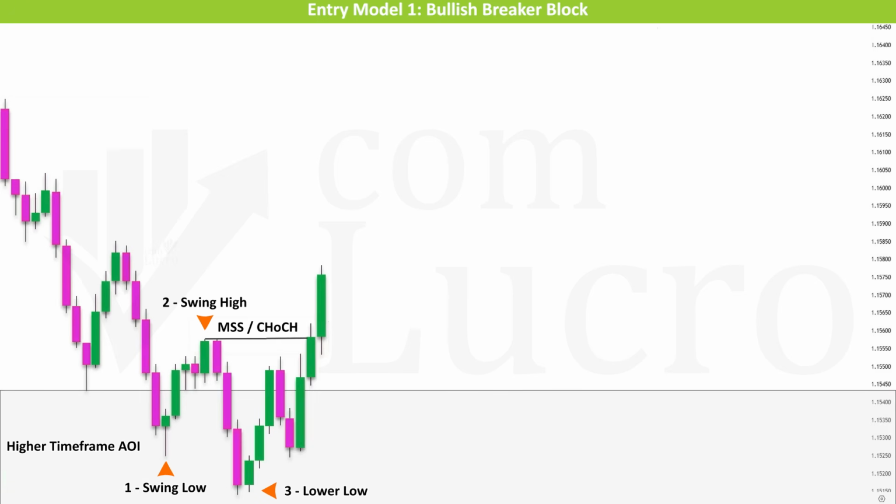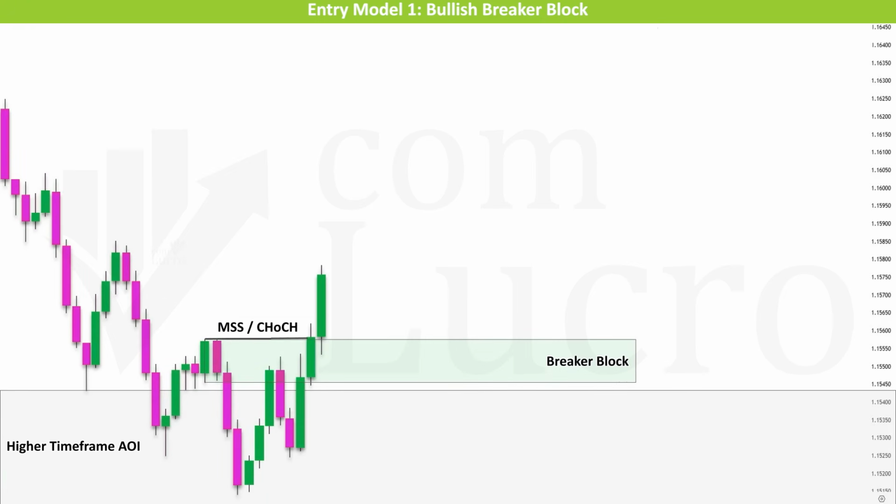After this sequence, we need to see an immediate expansion move to the upside that breaks structure and confirms the shift. In this scenario, the up-close candle, or the series of up-close candles that form between the first swing low and the swing high, becomes your breaker block zone. That is the area you use to plan your long entry.